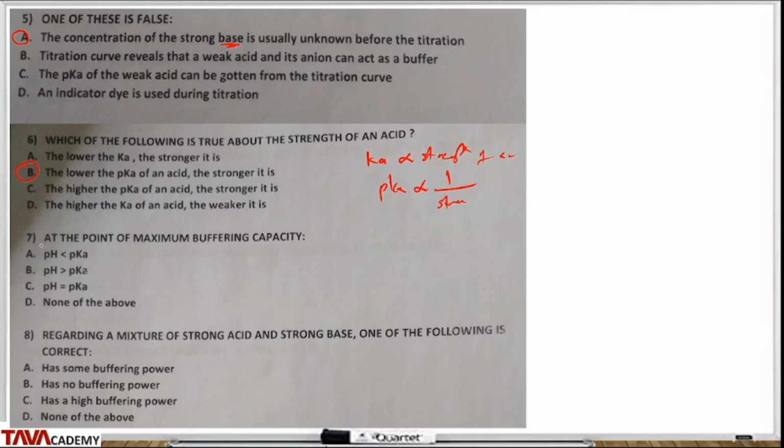Question 7 now says, at the point of maximum buffering capacity, pH will be equal to pK. We said that already. That's correct. So that's option C.